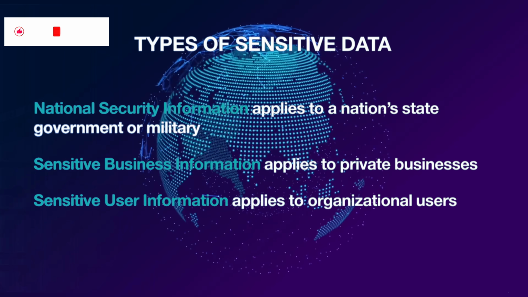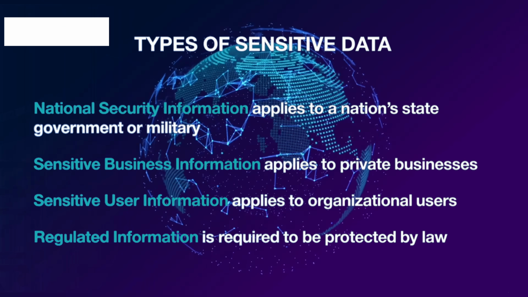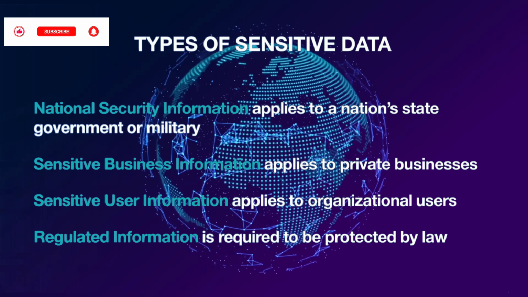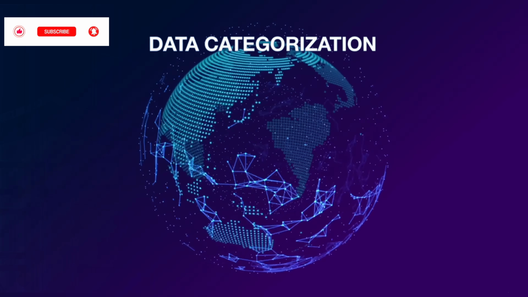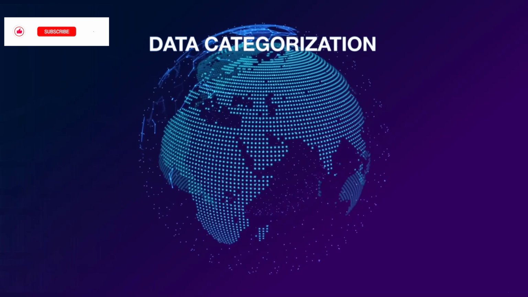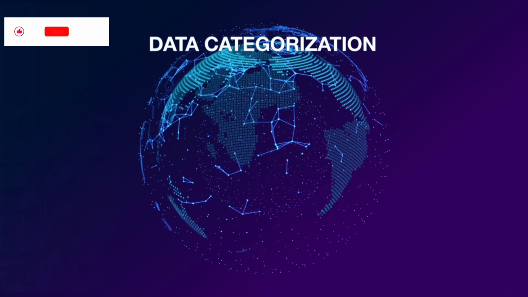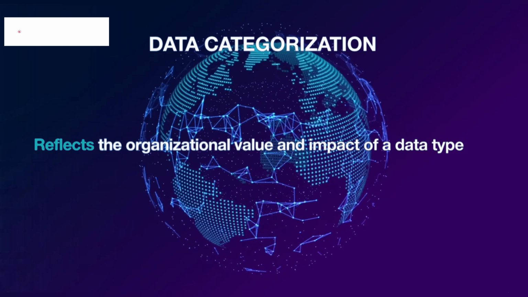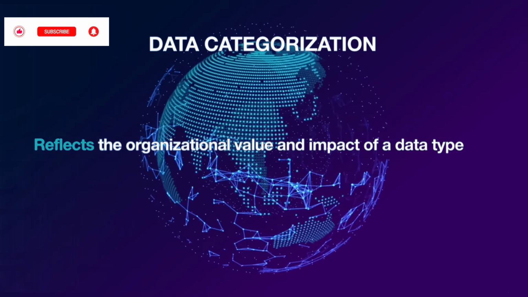Now, when you understand the type of data you have, it comes time to categorize the data. You are going to bucketize or otherwise label this data so you can recognize how sensitive it is and how it needs to be protected. Data categorization is going to reflect the value and impact of the data type as it pertains to the organization. Categorization typically relates a classification or sensitivity level to the data type itself.